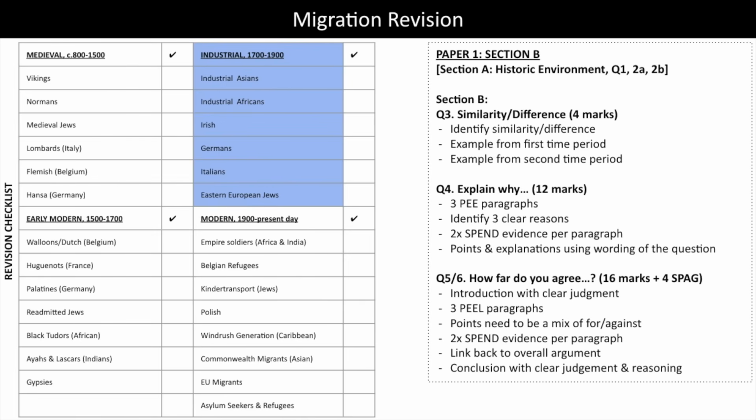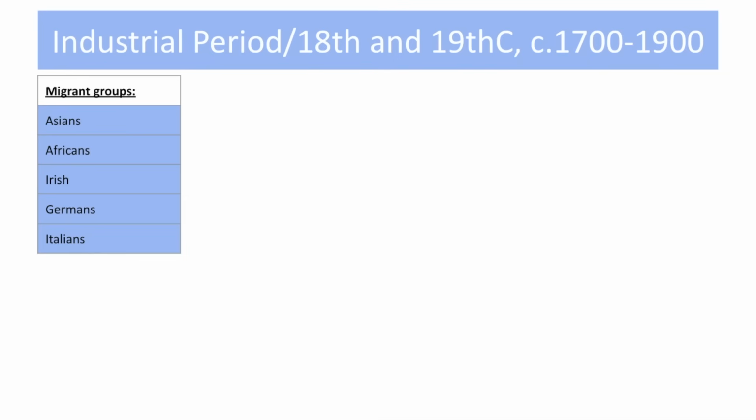Hi everyone, and welcome to the third of your migration revision videos. This one is going to focus on the 18th and 19th century, so what I call the industrial period, because it's when the Industrial Revolution is taking place, the period that stretches from 1700 to 1900.